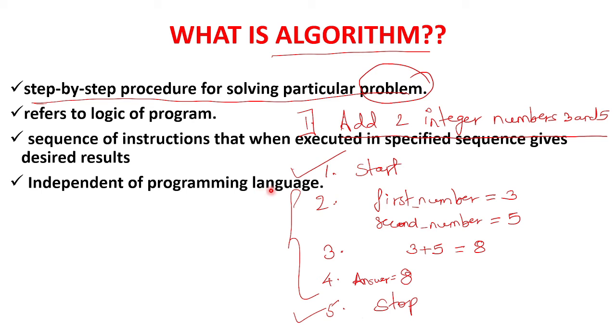So it is independent of any programming language. You can see over here, I have not specified any programming language as such. I have not told you what type of programming language, C language, C++, Java. I have not even taken the word of any programming language. So problem is given, and I've written the step-by-step procedure to solve this problem, that is add two integers 3 and 5. I've added and I've got the answer as 8. So there is no programming language involved over here. So you can write the algorithm for any problem and it is independent of programming language. You do not need to know a programming language for writing an algorithm.